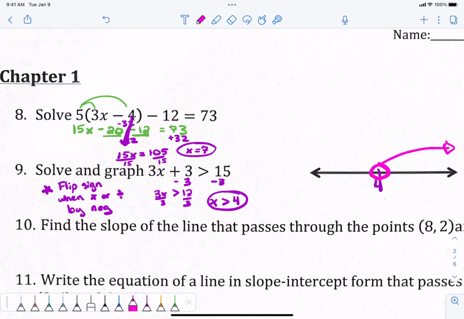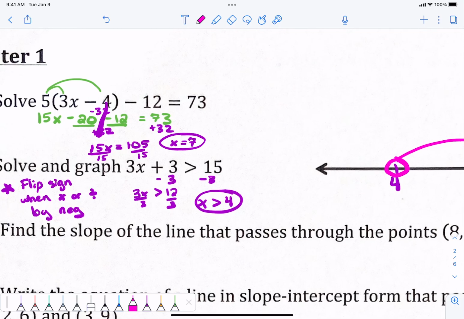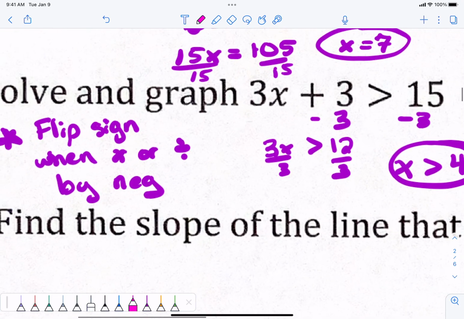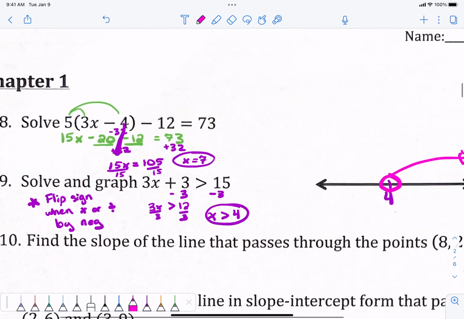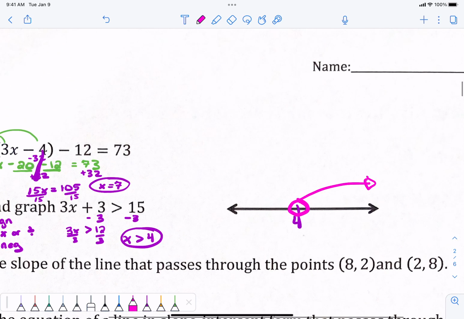Okay, so can you tell me what you mean? I know when you divide, but when do you flip the sign when you multiply or divide by a negative? Good question. Let's write that down. I've had a couple of people ask that. So it's going to be an open circle if it's less than or greater than. It's a closed circle if it's less than or equal to, or greater than or equal to.